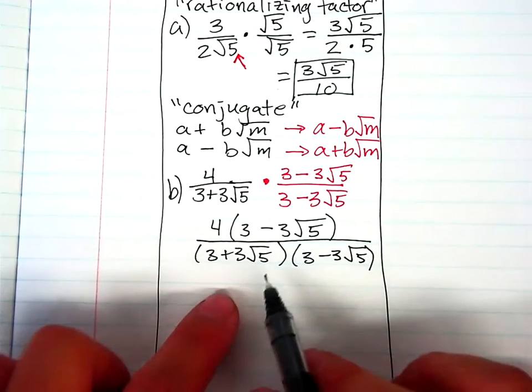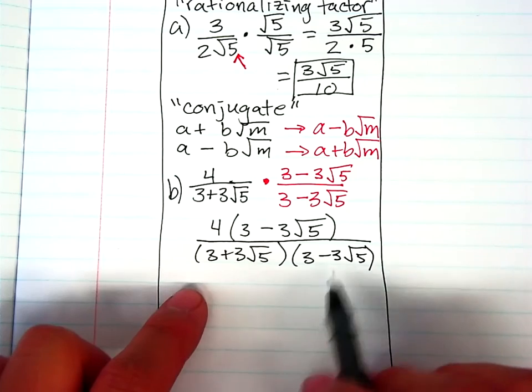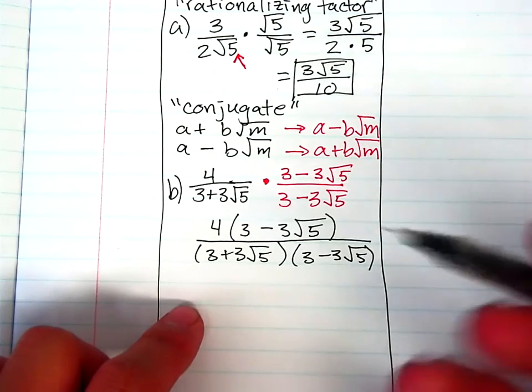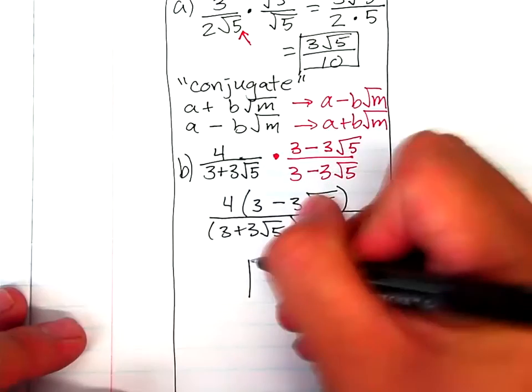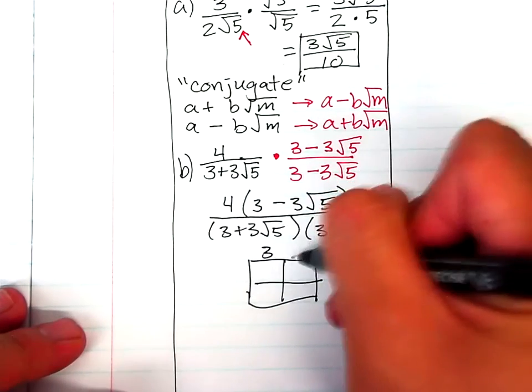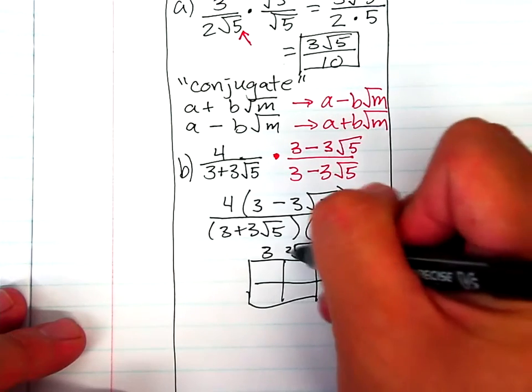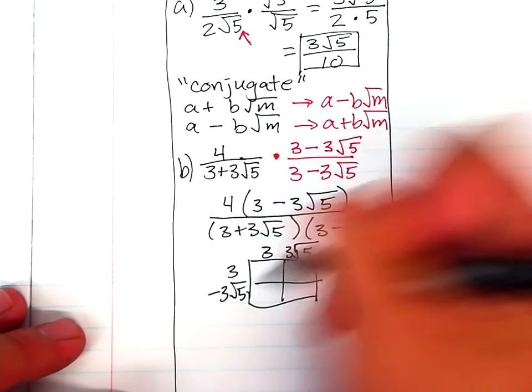Some of you might remember special patterns, which basically allow us to eliminate. I'm going to show you what is eliminated in this instance, just to show a little more work. So I'm going to multiply using my box method. 3 and 3 radical 5 on top. 3 and negative 3 radical 5 on the bottom.